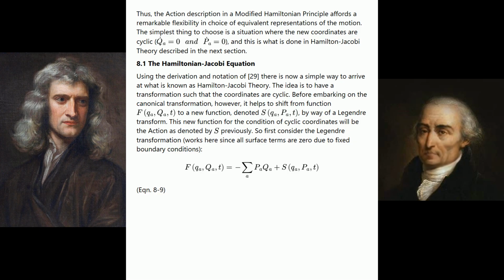8.1 The Hamilton-Jacobi equation. Using the derivation and notation of reference 29, there is now a simple way to arrive at what is known as Hamilton-Jacobi theory. The idea is to have a transformation such that the coordinates are cyclic. Before embarking on the canonical transformation, however, it helps to shift from function F of q sub a, Q sub a, t to a new function, denoted S of q sub a, P sub a, t, by way of a Legendre transform. This new function for the condition of cyclic coordinates will be the action as denoted by S previously.